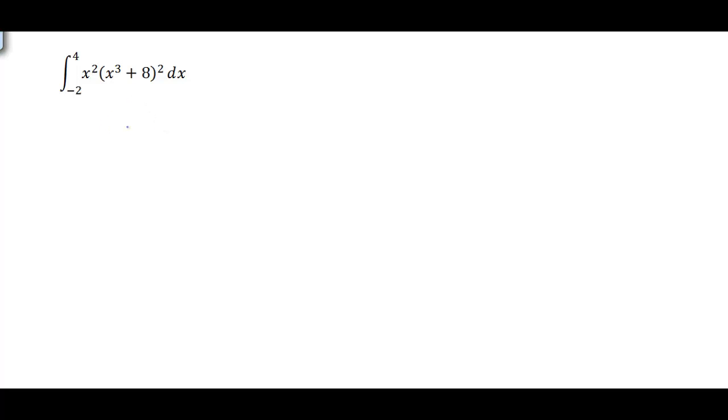So we're going to start out, and we're going to let u equal the inside function, just as always. We'd have x cubed plus 8. And then we could take the derivative of u, and we would end up with 3x squared dx. And we'll notice here that we have the x squared and the dx in the problem, but we're missing the 3. So since that's only a constant, we can multiply by 3 and then a 1/3 out front. So it's really the same as we did with our indefinite integrals, except we're going to have to do something a little different with our limits.